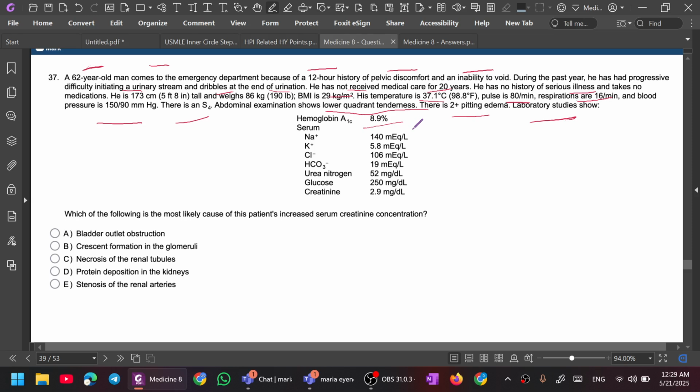HbA1c 8.9%. Serum sodium 140, serum potassium 5.8, high. Chloride is slightly high, bicarbonate is low at 19, BUN high, glucose high, creatinine 2.9 high. Which of the following is most likely the cause of the increased serum creatinine? Why is serum creatinine increased? I don't know.